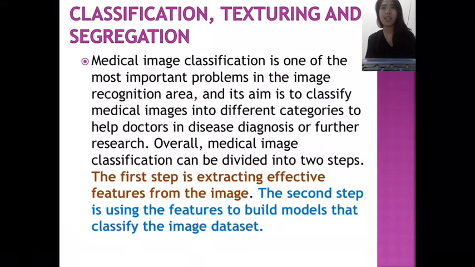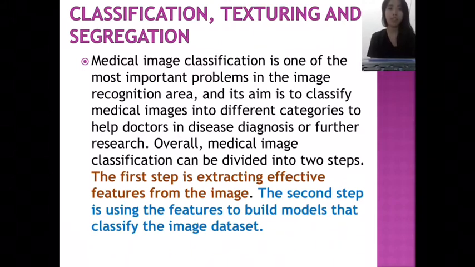The next part is classification, texturing, and segregation. Medical image classification is one of the most important problems in the image recognition area, and its aim is to classify medical images into different categories to help doctors in disease diagnosis or further research. Overall, medical image classification can be divided into two steps. The first step is extracting effective features from the image. The second step is using the features to build models that classify the image dataset.